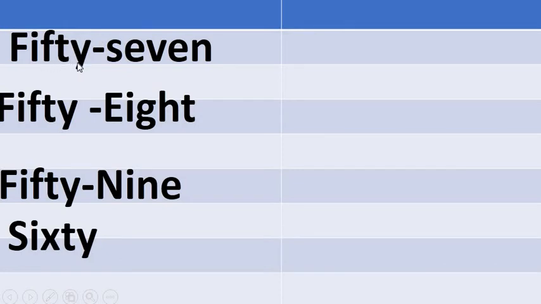F-I-F-T-Y, 50. S-E-V-E-N, 7. 57. Write 57, 5, 7, 57 in another column. Have you completed till 57? So we can start next.